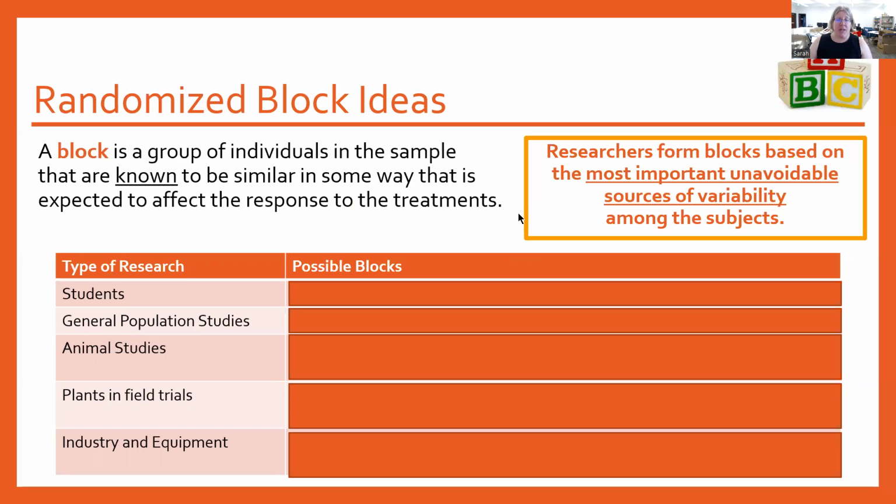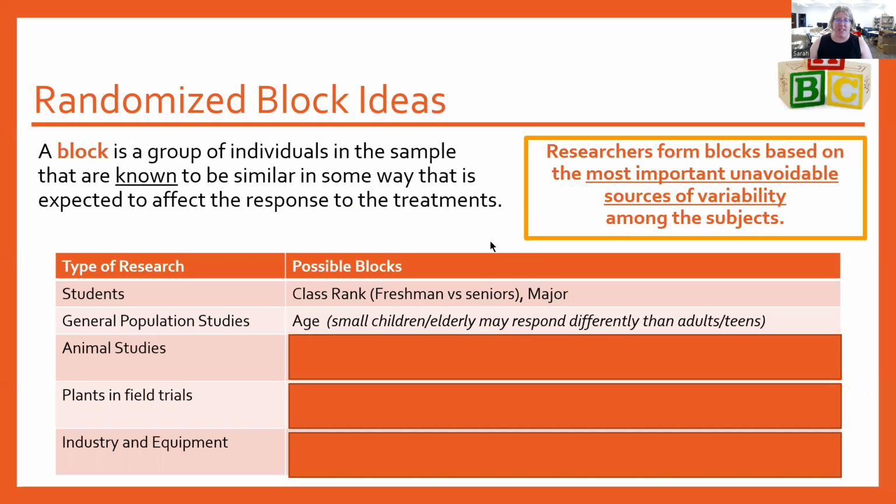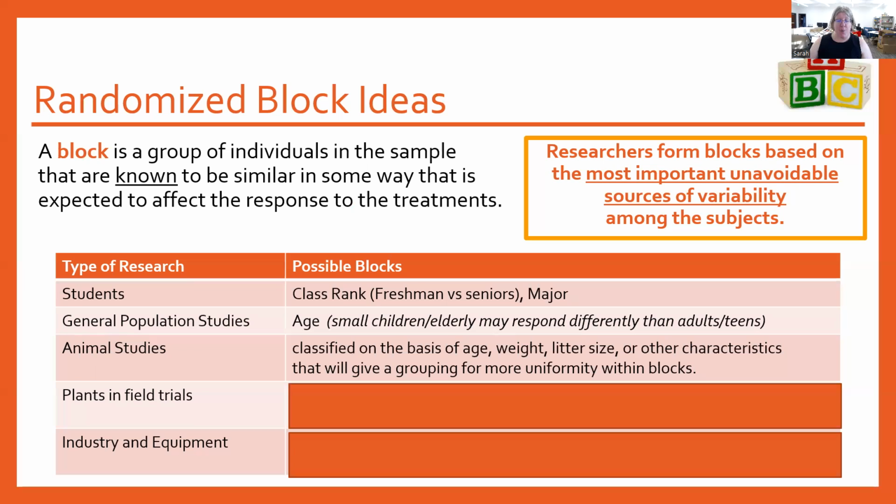If we were using students, then you could look at class rank: freshman, sophomore, junior, senior. You could look at major. If we were doing some sort of general population studies, maybe age. In the medical field, small children and elderly often respond very differently to things than teens and adults. This could be by race or any number of things like that. In animal studies, we could classify the animals on the basis of age, weight, litter size, or some other characteristic that gives us some uniformity within each of these blocks or subgroups.